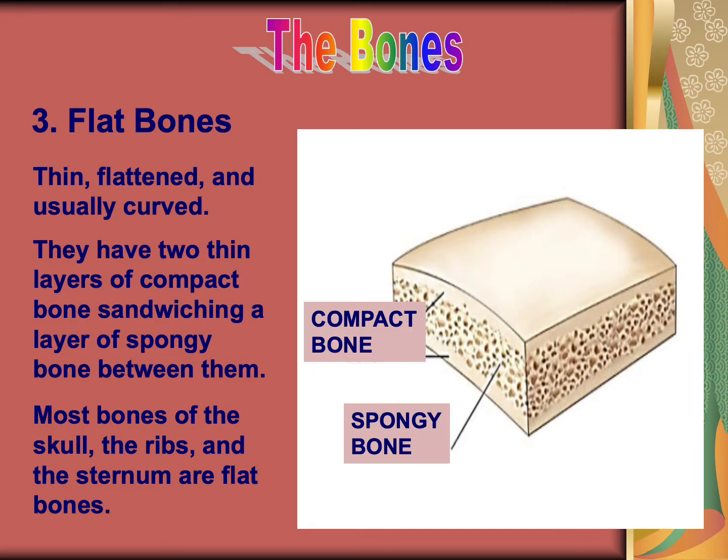Third are flat bones. They are thin, flattened, and usually curved. They have two thin layers of compact bone, with a layer of spongy bone sandwiched between them. Most bones of the skull, the ribs, and the sternum are flat bones. And if we look at these bones, they usually protect internal organs.